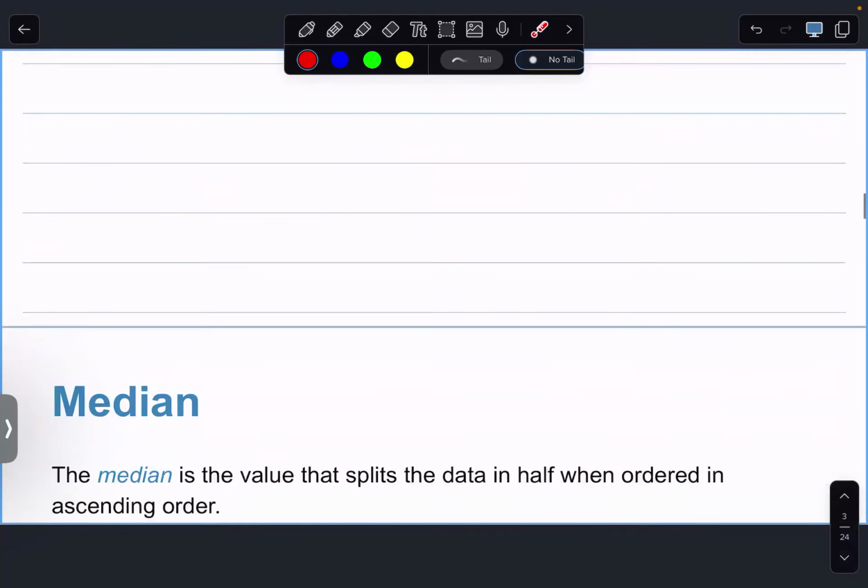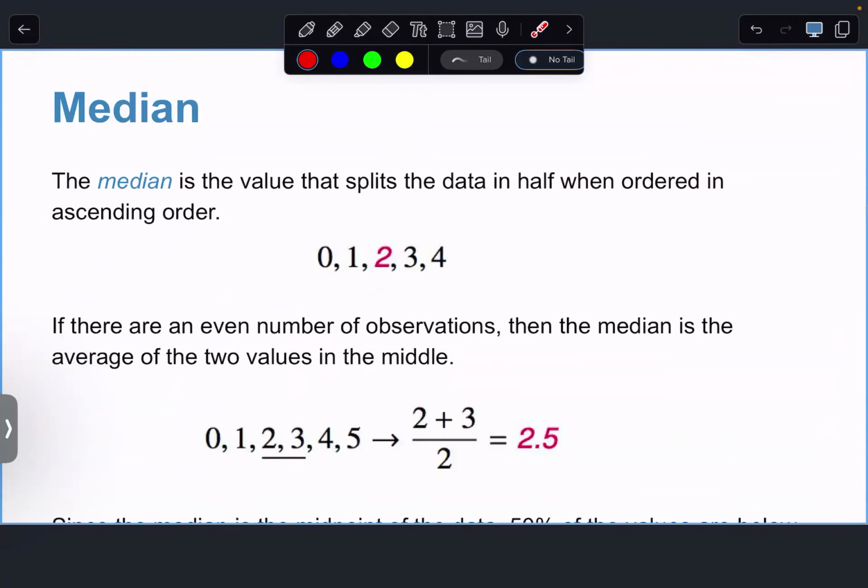So, like I said, way too much paper there, but that's okay. What is the median? The median is the value that splits the data in half when you've ordered it in ascending order. Okay? Meaning, if you sort from smallest to largest, because technically you could sort the other way, but that's weird. If you want to, you can, but let's sort from smallest to largest, and then you have to find the middle value, and that is your median.